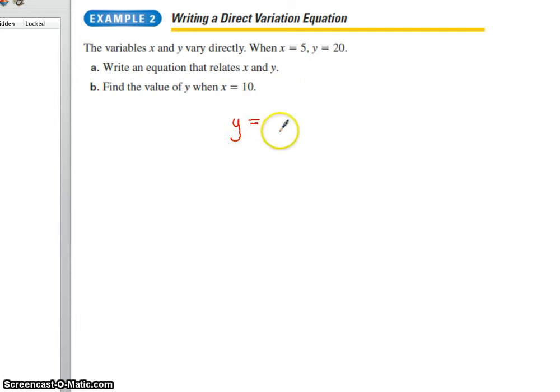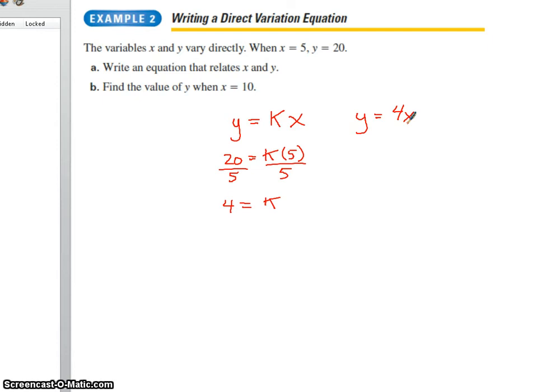y varies directly with x by some sort of constant, and we're trying to find out the constant. So if I substitute in a 20 for y and the 5 for the x, and then I divide both sides by 5, I find out that the constant of variation, k, is equal to 4. Okay? So now I can write the equation. The constant of variation, remember, is 4. So I know that the equation of the line is y equals 4x.